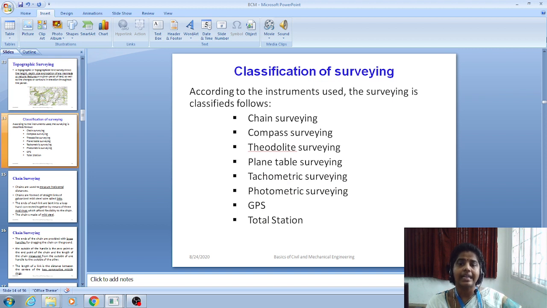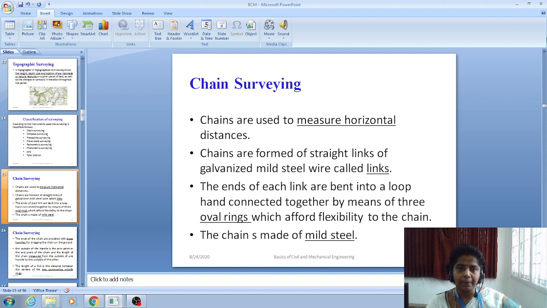Next we see the classifications of survey. The classification of survey is mainly based on instrument. The types are chain surveying, compass surveying, theodolite survey, plane table survey, tachymetric survey, photogrammetric survey, GPS, and finally total station.